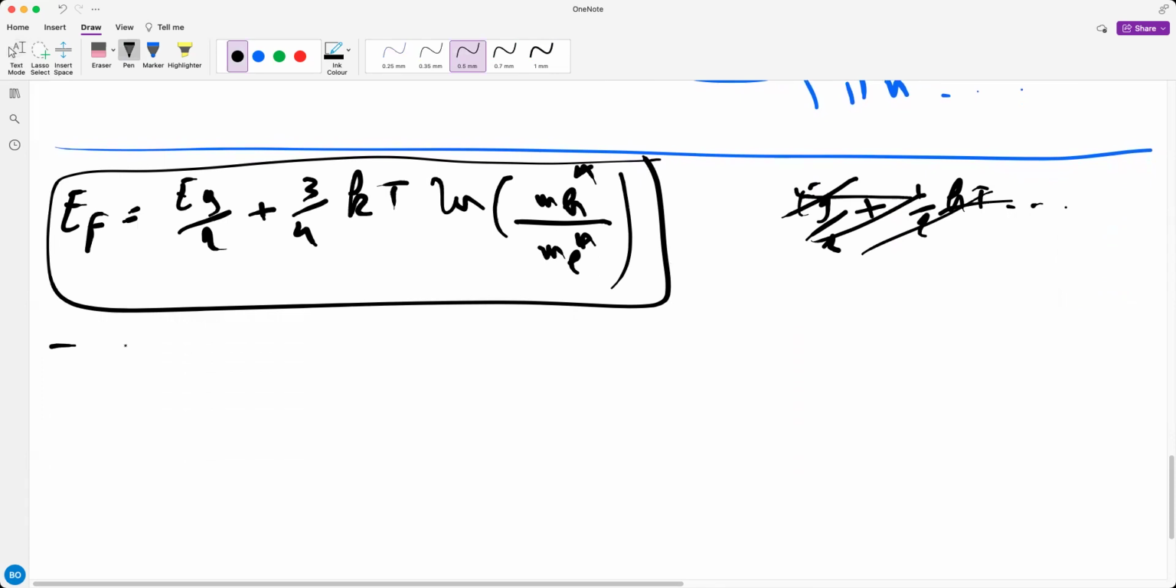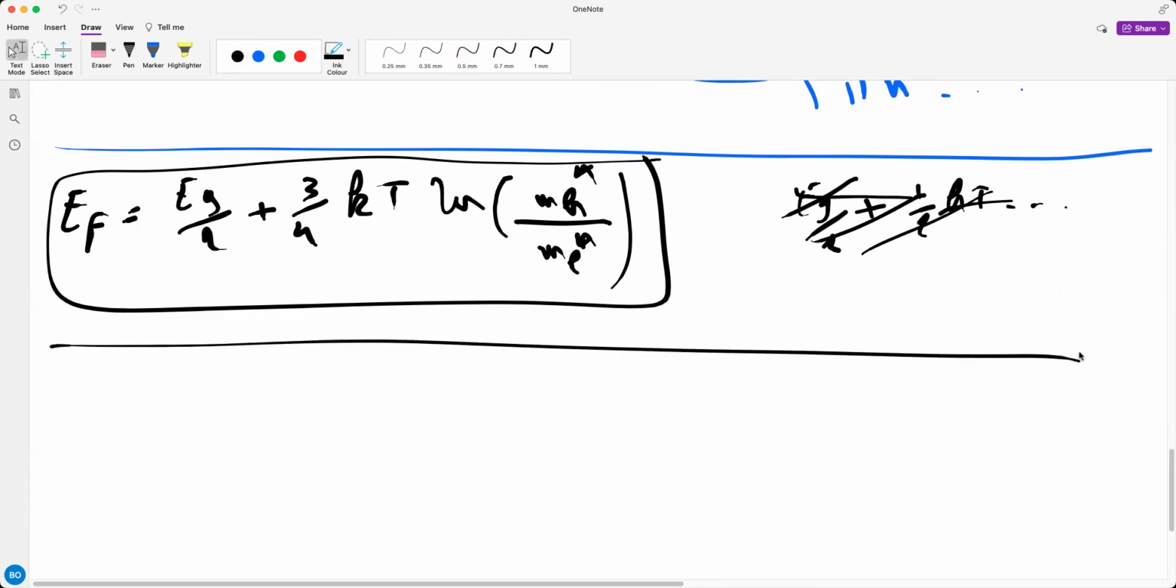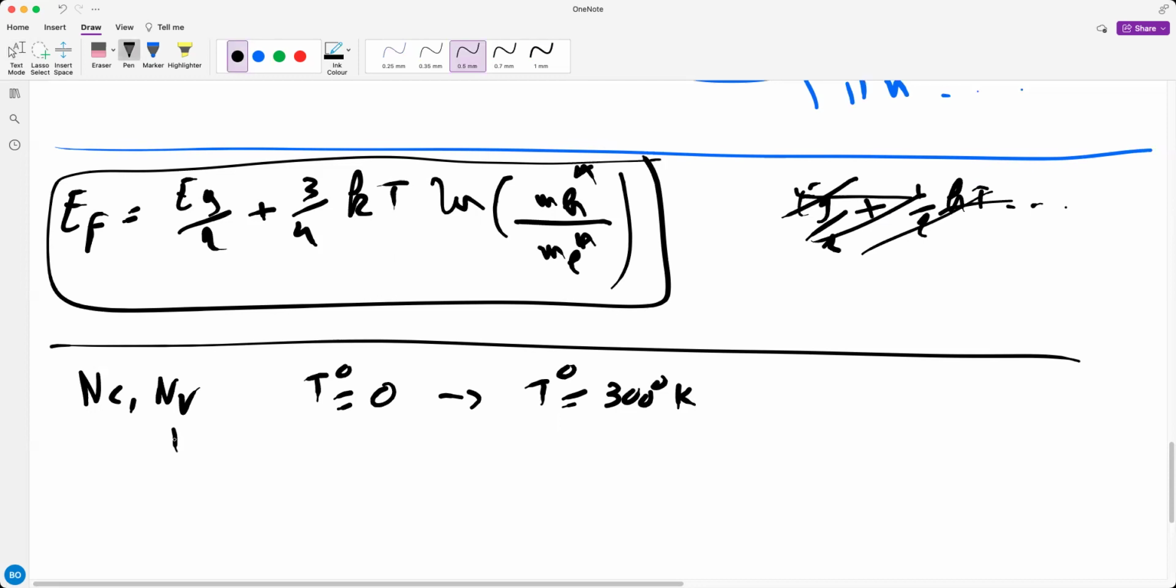Another question, which is a valid question, was that during the recitation, we calculated NC and NV, but I said it at room temperature 0. No, I meant at room temperature, let's say 300 Kelvin, because this has kT in there, so it will not be 0. So, okay.